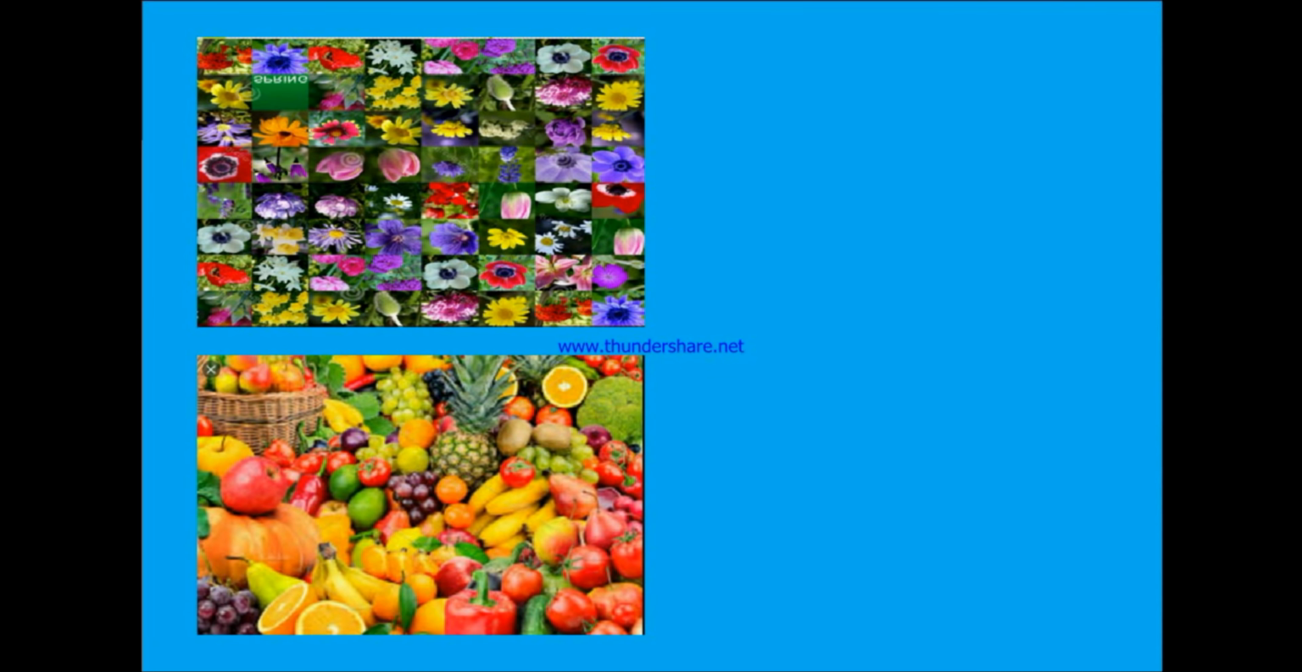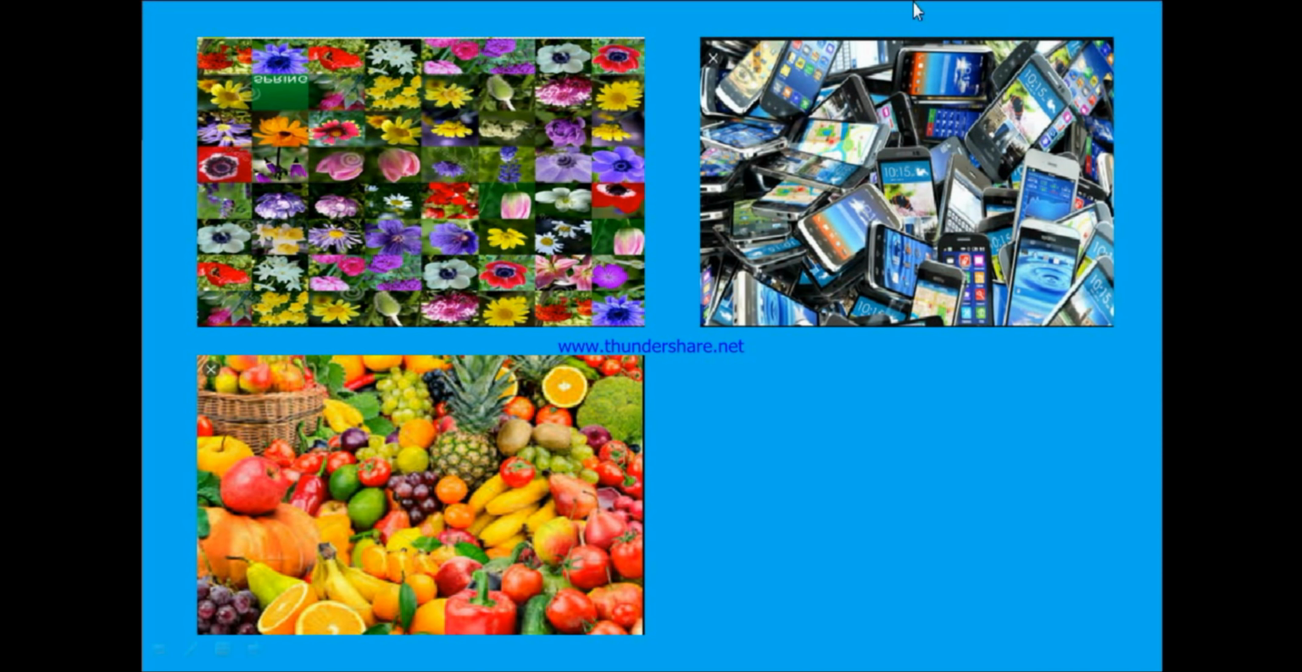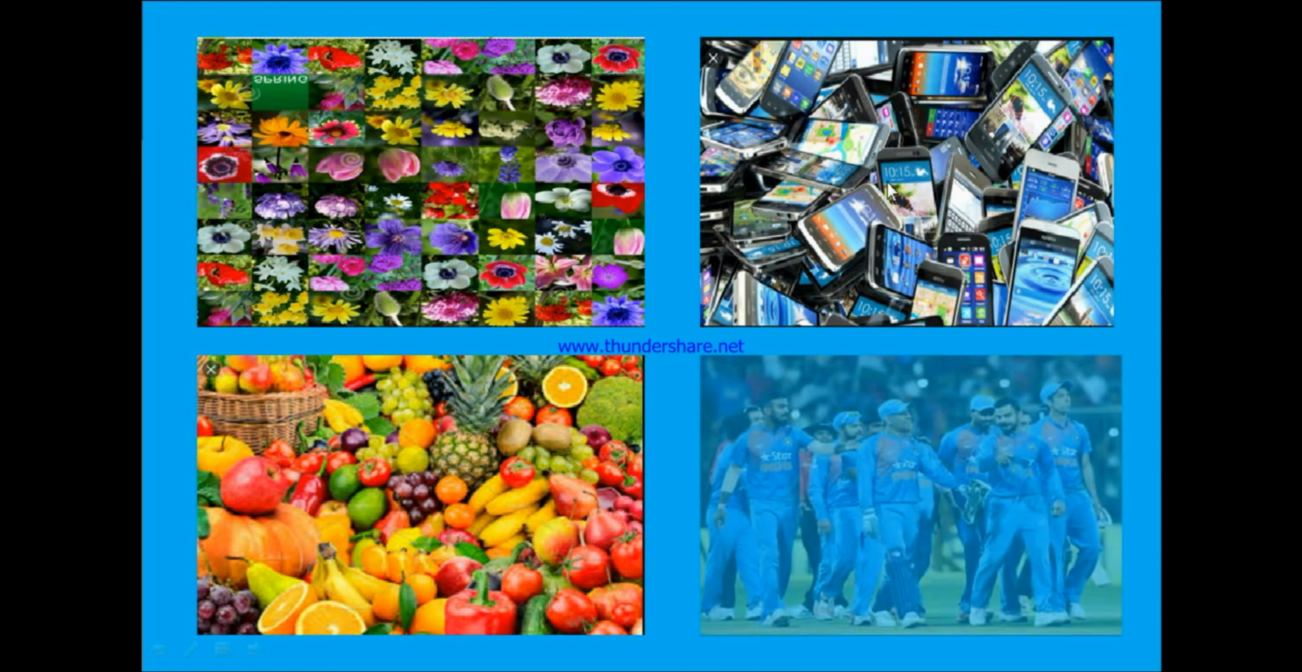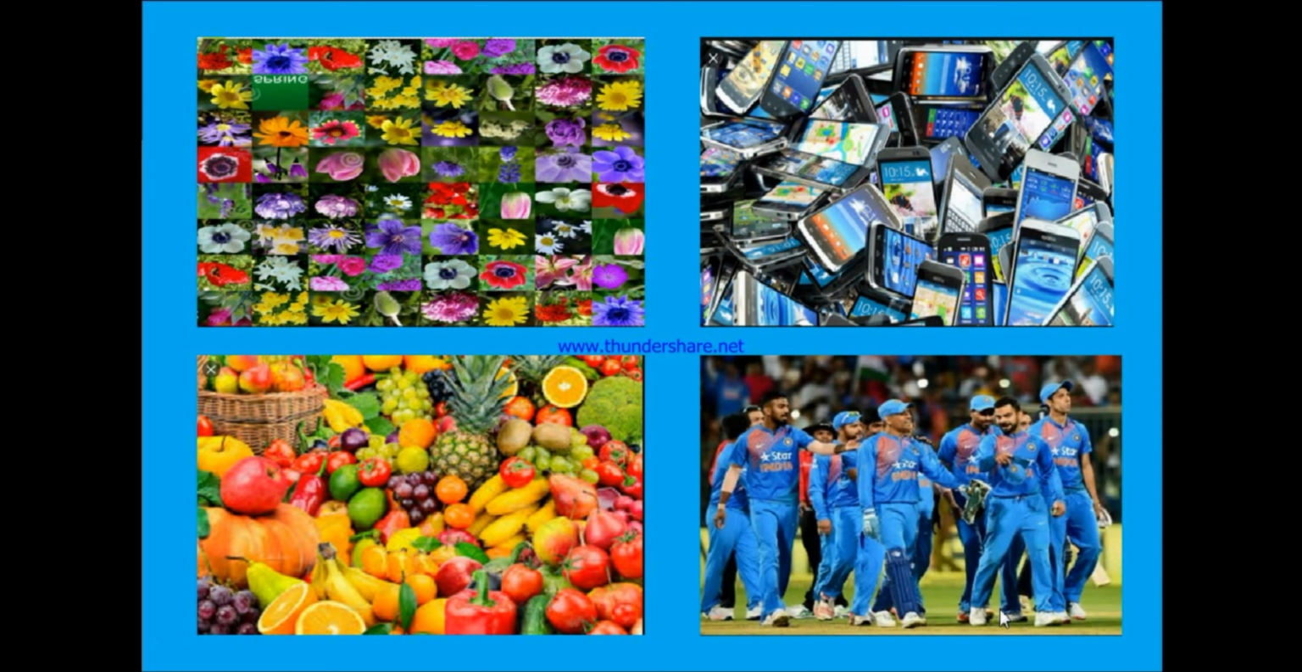In the second diagram, you can see so many different types of fruits. Therefore, it is the collection of fruits. The third diagram is the collection of cell phones. So many cell phones you can find here. And the fourth diagram consists of Indian cricketers. This is the collection of cricketers. Now, in all these four cases, the first is a collection of flowers, the second is a collection of fruits, the third is a collection of mobile phones and the fourth is a collection of cricketers.